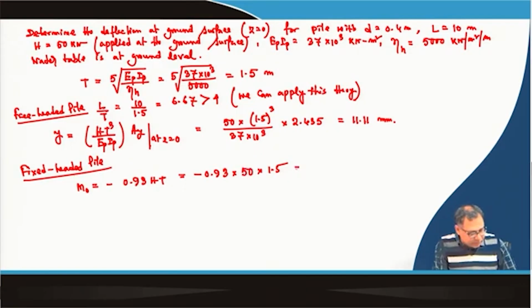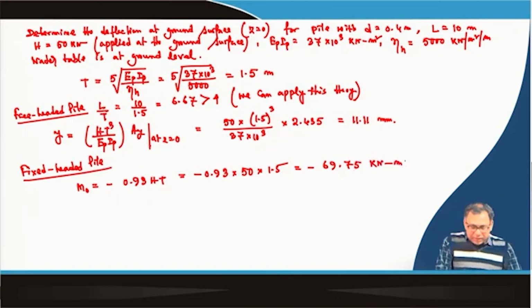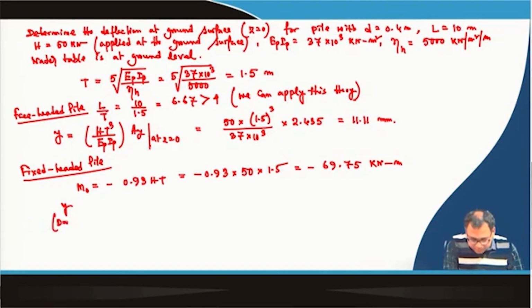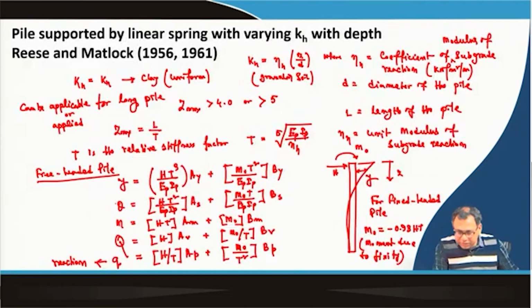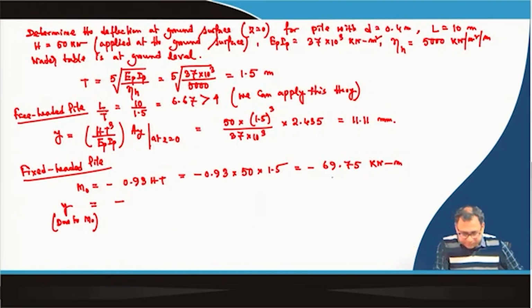So, this is equal to minus 69.75 kilonewton meter. So, the moment due to this deflection, due to this moment, is equal to, now I will take the contribution due to the moment, and that we are putting as a minus sign, because now the moment is minus.